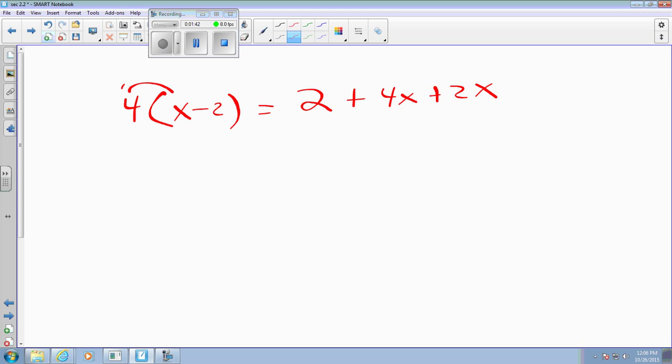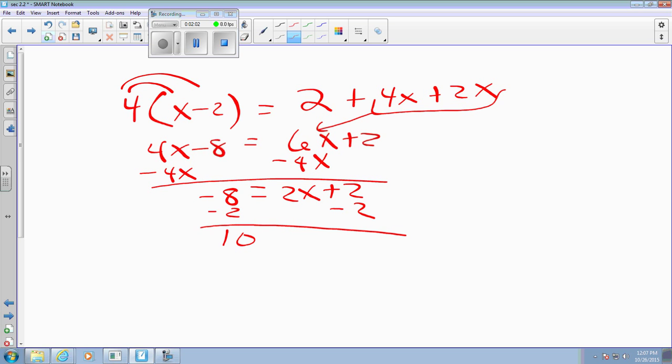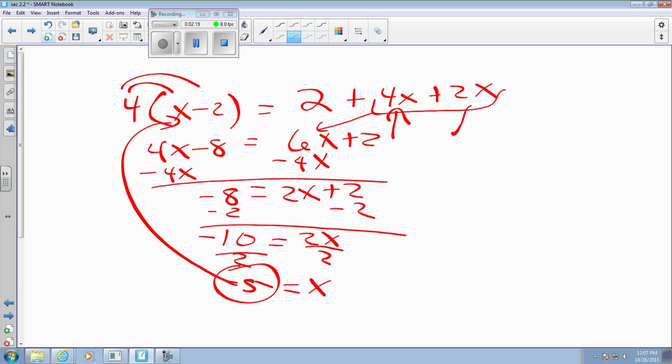To solve that, we're going to distribute, giving me 4x minus 8. And over here, I get 6x plus 2. And if I simplify by subtracting 4x from both sides, I get negative 8 equals 2x plus 2. Minus the 2 from both sides, I get negative 10 equals 2x, divided by 2's, so negative 5 is equal to x. If we wanted to check our answer to make sure that it is right, we would plug the negative 5 back in for x's and simplify, and it does work.